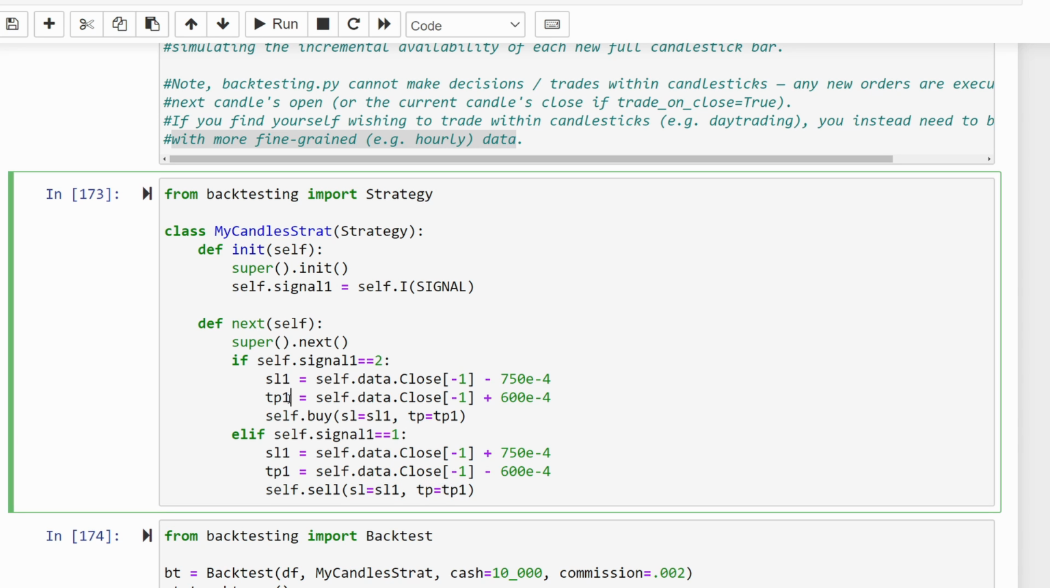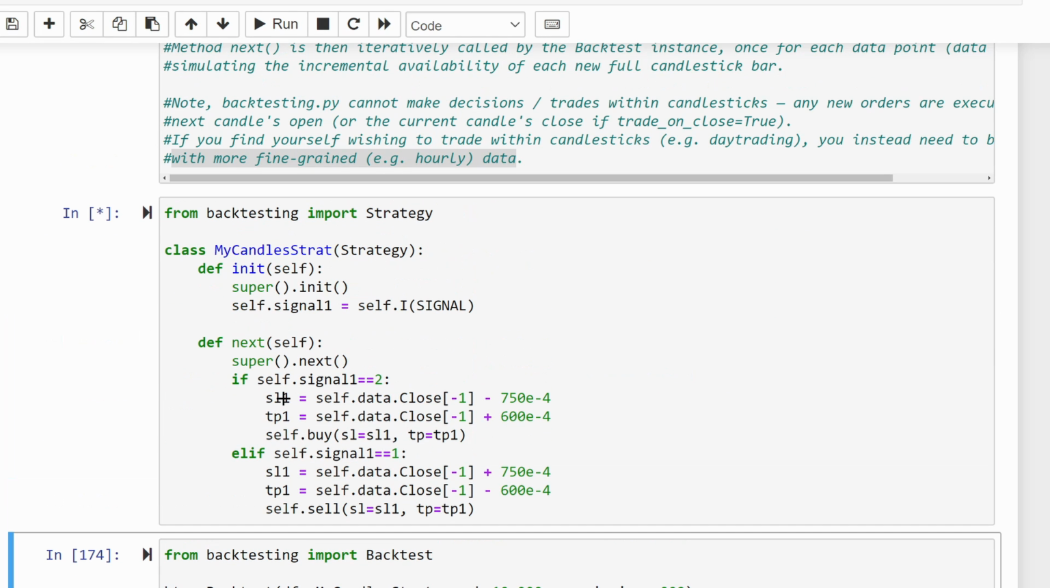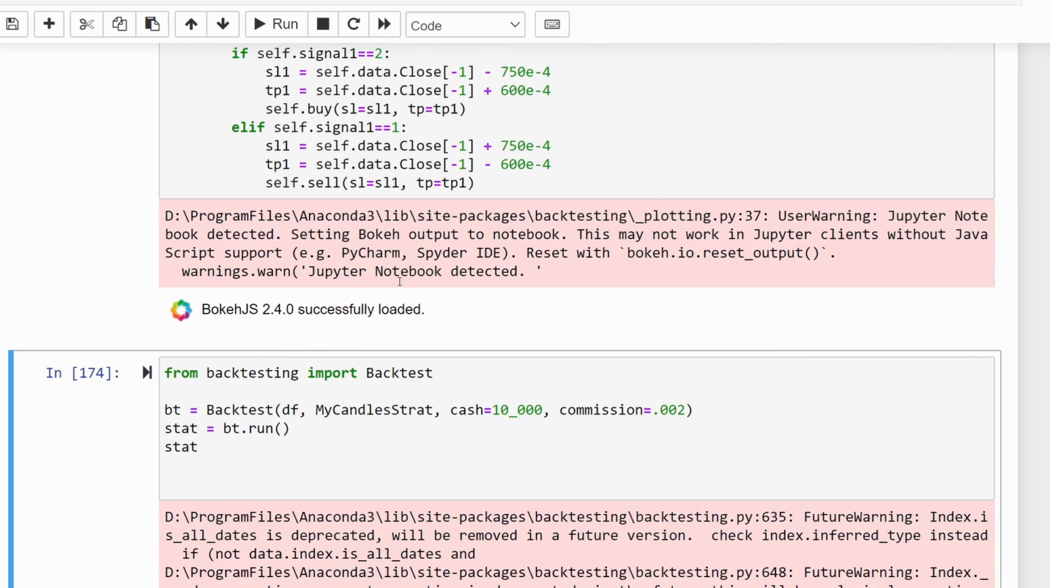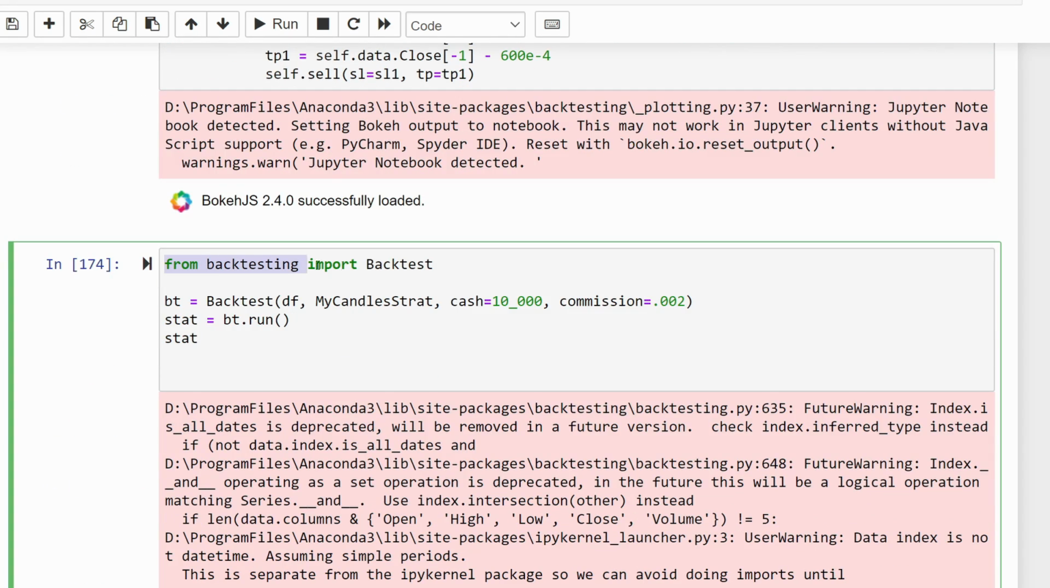Okay, so let's run this. So we have our class. Okay, it's going to take some time. We have some warnings. Then from backtesting, I'm importing something called backtest. And I'm defining a new variable, backtest, which is equal to this function, backtest, that will take the data frame as a parameter. It will take my class, my strategy class, the initial cash in my pocket, in my account, and then a percentage or a value of the commission.